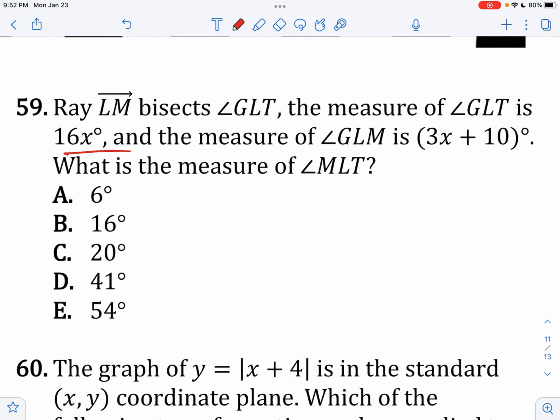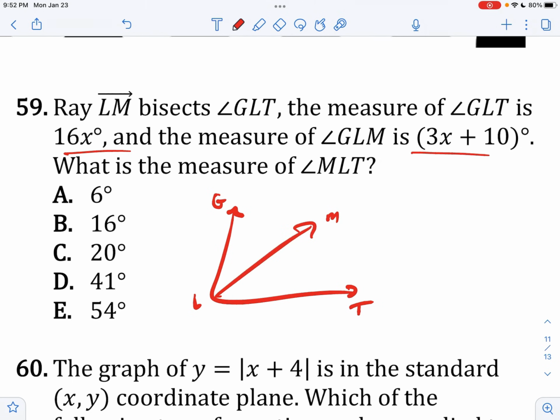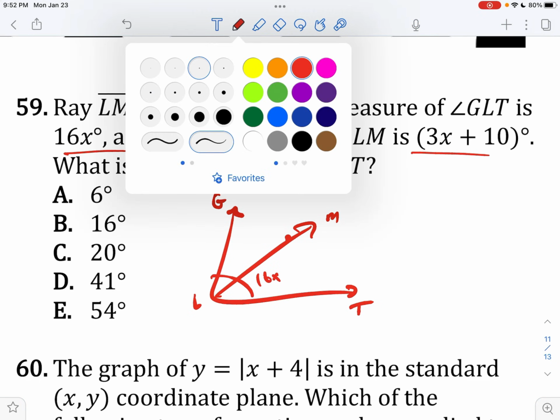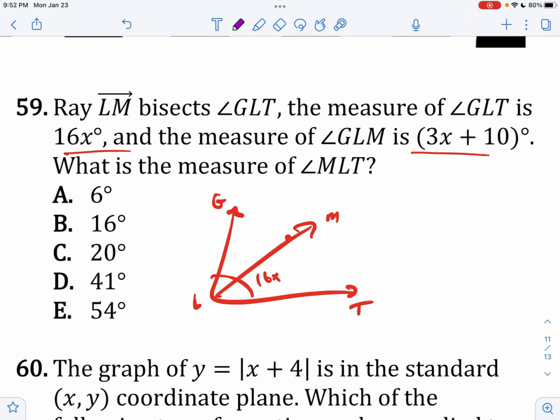The measure of GLT is this, and the measure of this is this. What is the measure of MLT? So LM bisects GLT. The measure of GLT is 16x. The measure of GLM is 3x plus 10. That means this is also 3x plus 10. What is the measure of MLT? So we're just basically cutting the 16x in half.